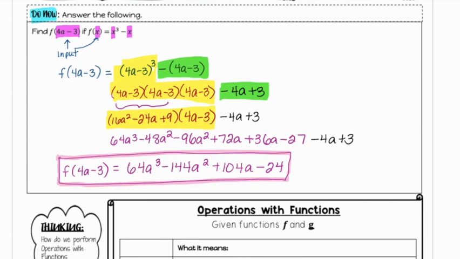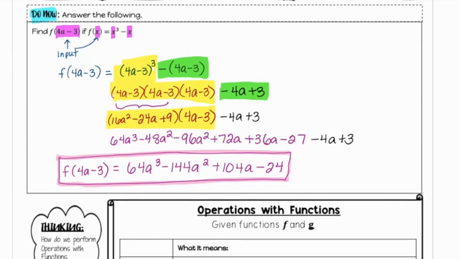So I have to follow order of operations, right? I start off with my exponent, which is to the third power. So I rewrote that 4a minus 3 times. I started doing FOIL on my first two. I got 16a squared minus 24a plus 9. I dropped down the original 4a minus 3 and I did FOIL on that again. A little more involved since I have a trinomial times a binomial.